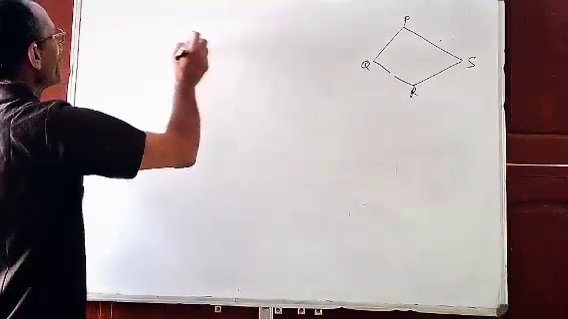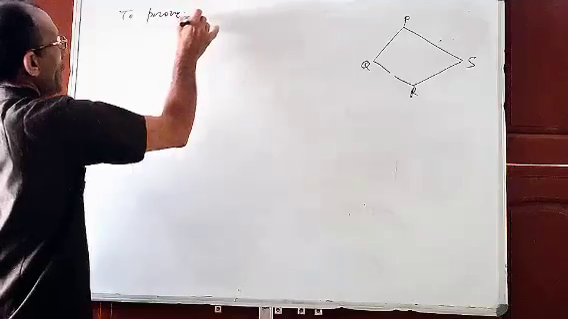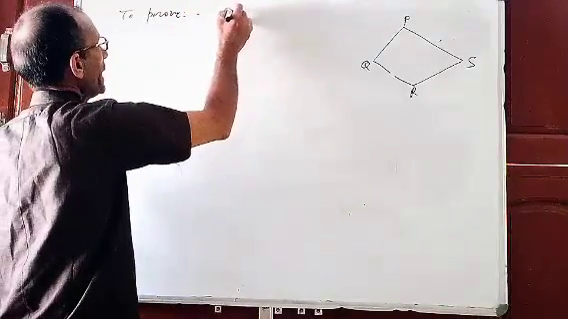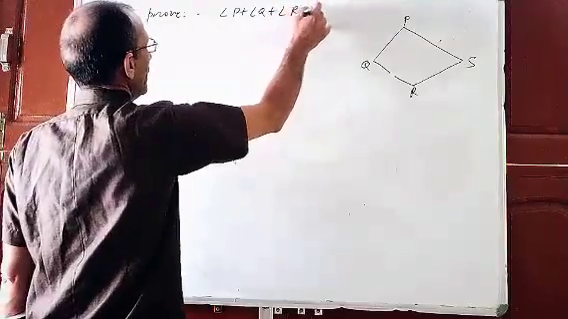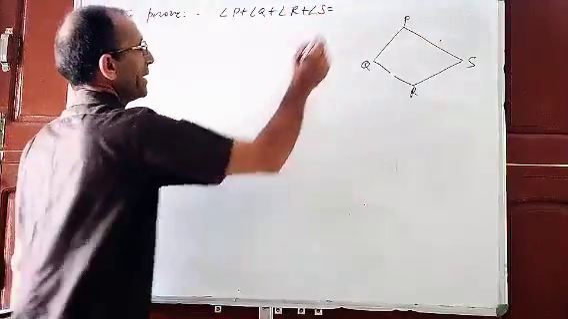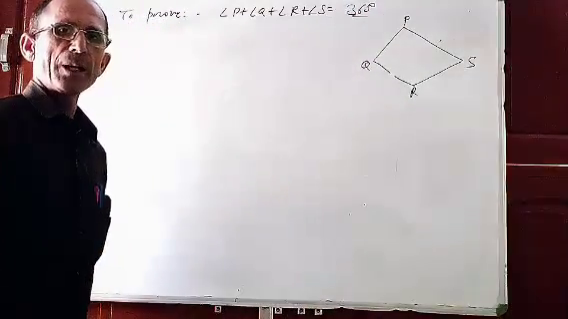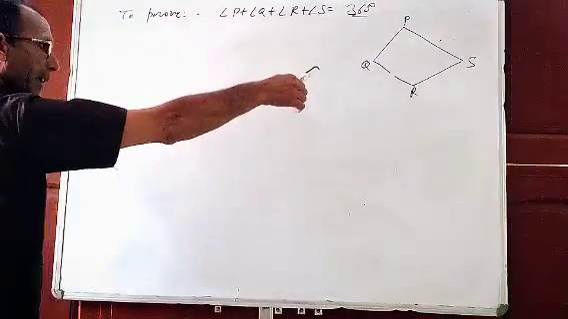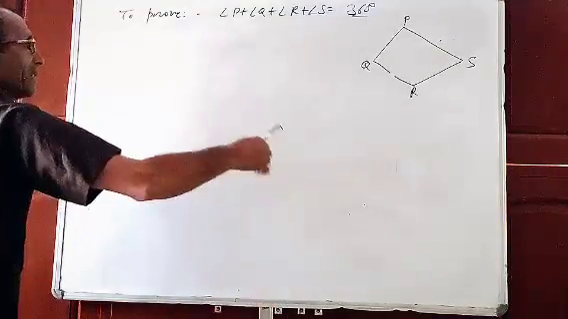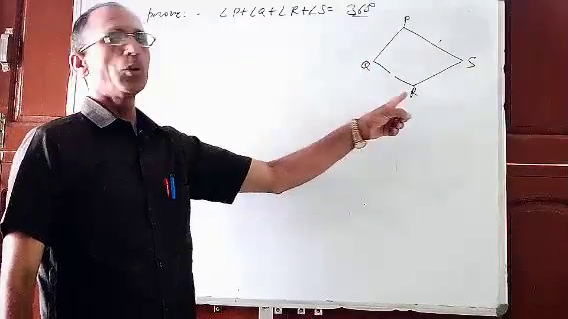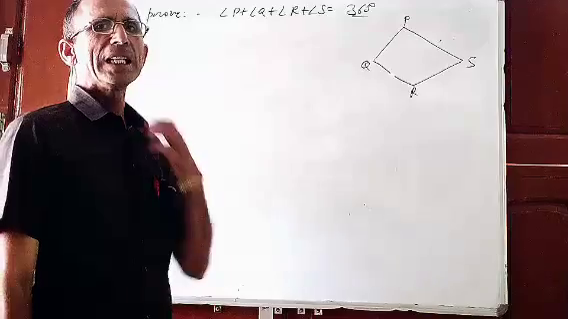So this is given. To prove, what you have to prove? Angle P plus angle Q plus angle R plus angle S is equal to 360 degree. In the given figure, we have to find the total sum of the angles. It means angle P plus angle Q plus angle R plus S is equal to 360. So for this, we need construction.